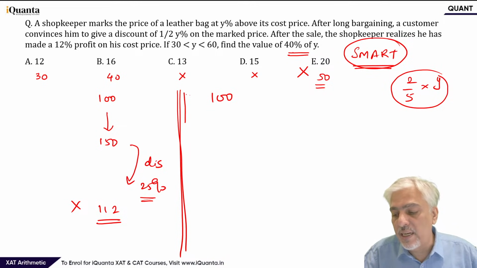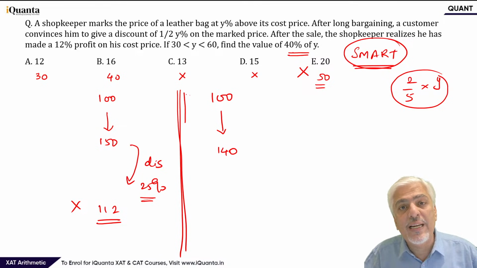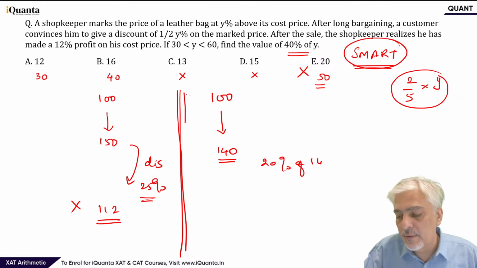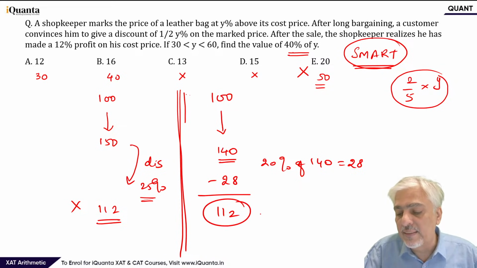And if I start with 40, 100 will become 140, raised by 40%. Then I will give 20% discount. 20% of 140 is 28. So if I give 28 rupees discount, I'll get exactly 112. Answer is done. Answer is B.